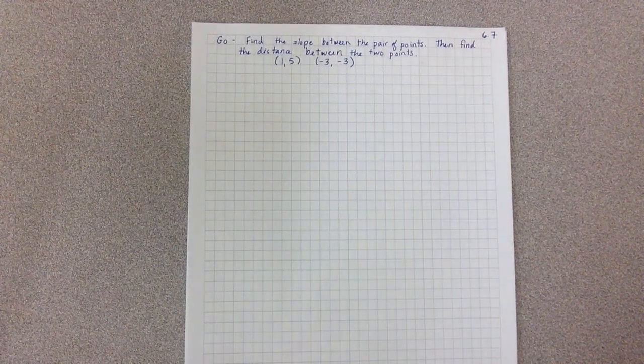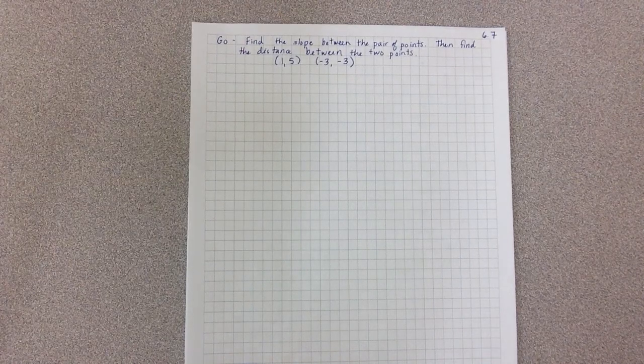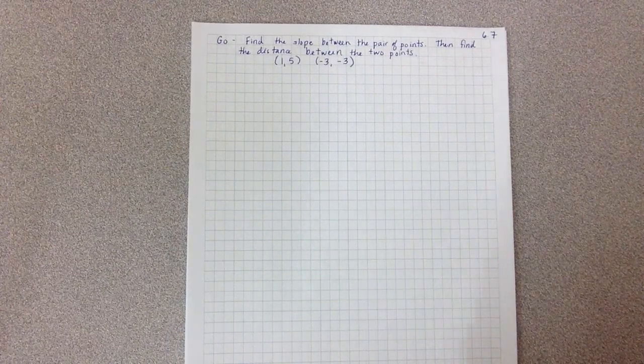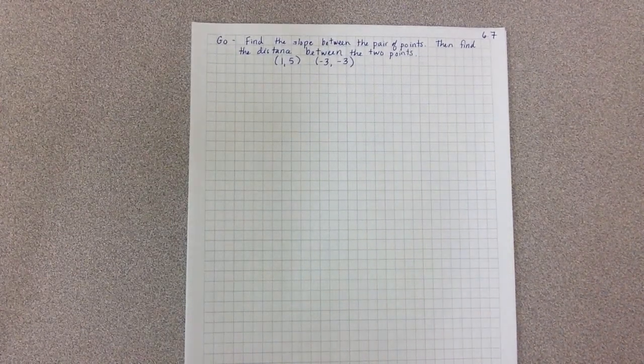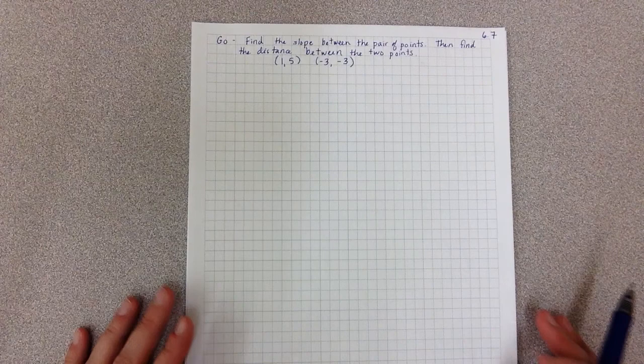These are the notes for the GO in 6.7. In the GO of 6.7, you're asked to find the slope between the pairs of points and then the distance between those 2 points. So both of these tasks you've done before, but we're going to just make sure that we are all clear on how to do these.